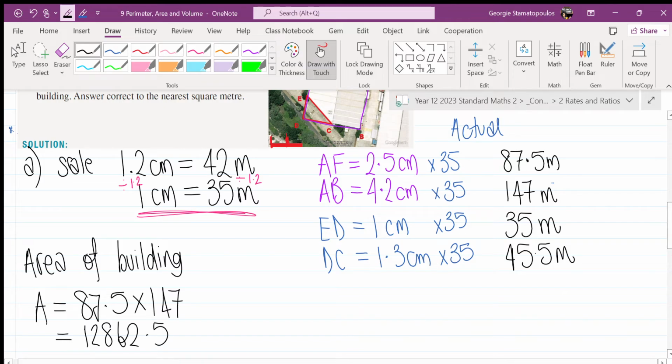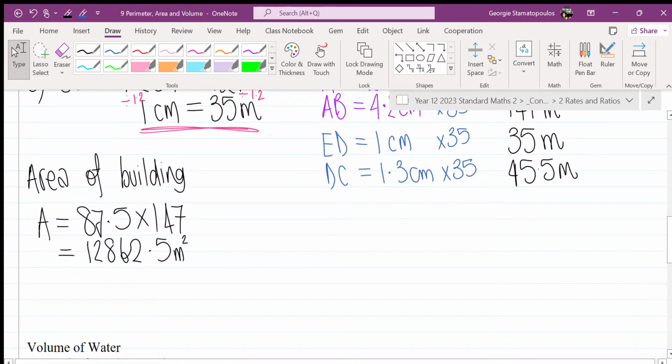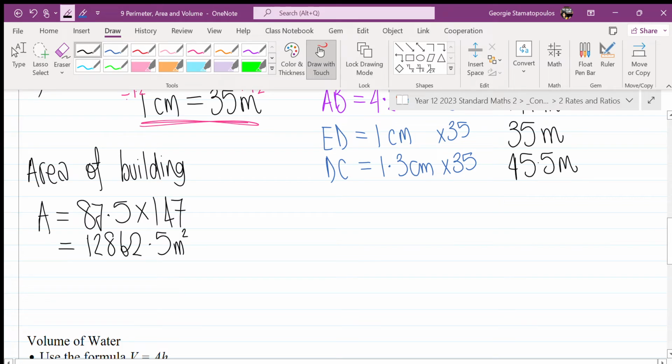$12,862.5 meters squared. Area of a triangle. So the missing land.